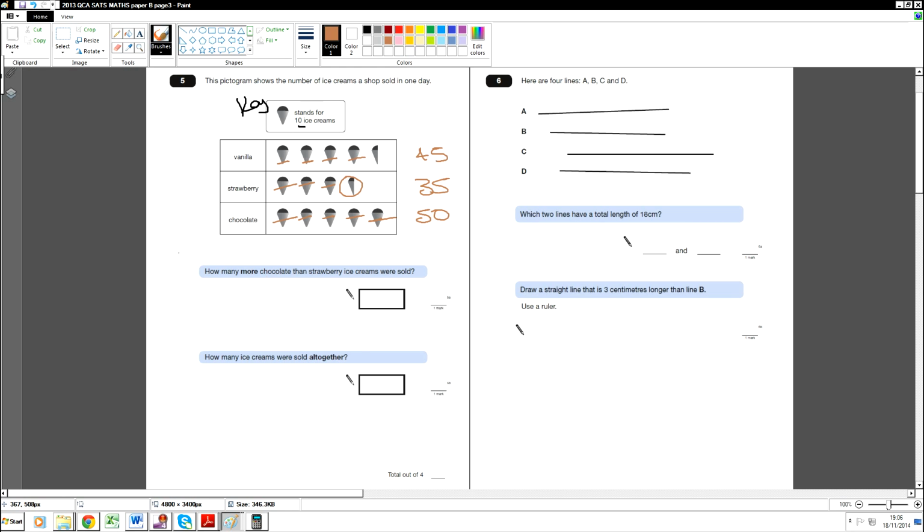Now, it says how many more chocolate than strawberry? So chocolate was how many? Chocolate was 50 and the strawberry was 35. How many more means take them away. 50 take away 35 is equal to? 15. Excellent. Next question. How many ice creams were sold all together?